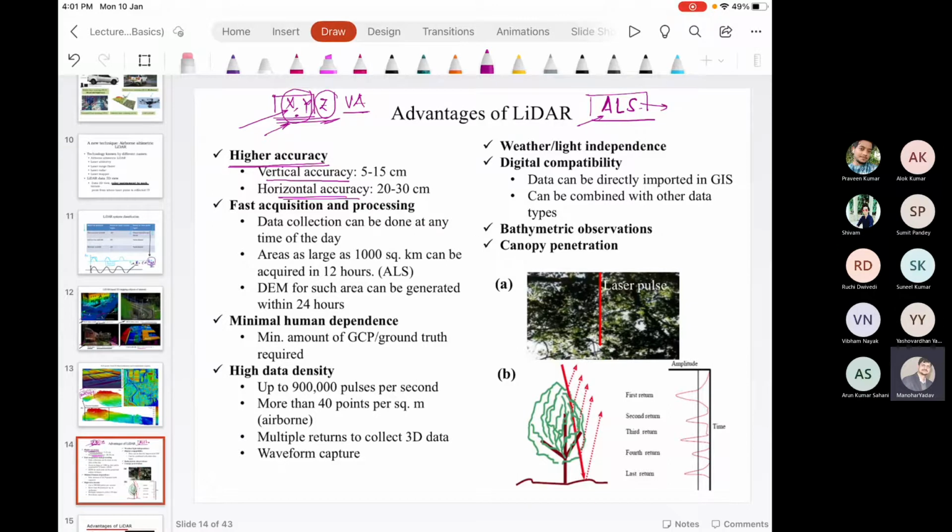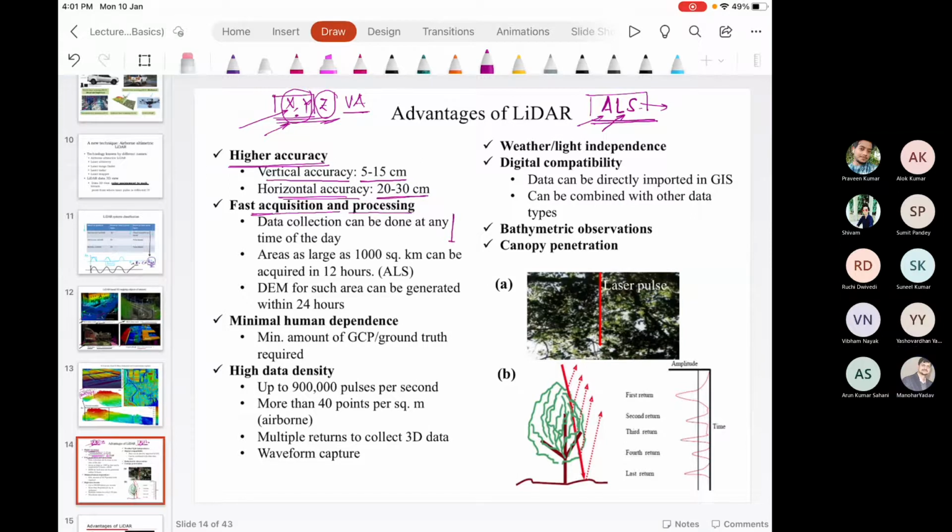So using a general LiDAR instrument in ALS, nowadays we get better accuracy than this. The horizontal accuracy is 20 to 30 centimeter, while the vertical accuracy is better. It's 5 to 15 centimeter. And it is high compared to the 3D point cloud generated through the stereo images. Data acquisition is very fast along with the processing. So using airborne LiDAR operation, the data collection can be done at any time of the day.